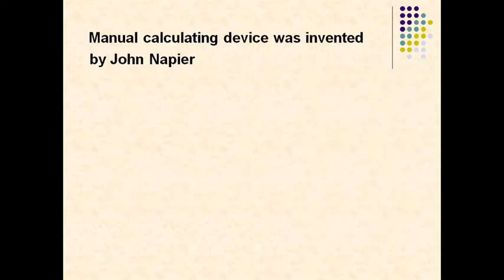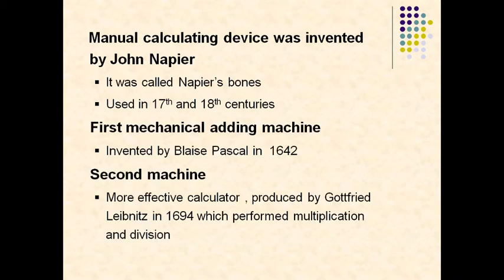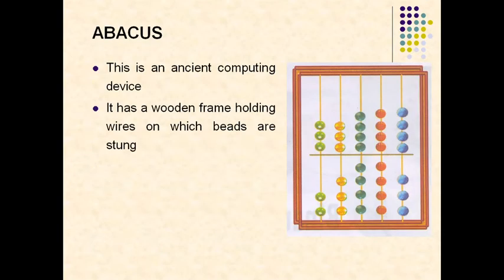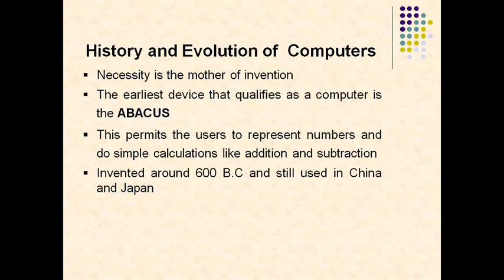Okay students, now let us proceed to the next slide. The manual calculating device was invented by John Napier. It was called Napier's bones, used in the 17th and 18th centuries. We are going through the history of computers. We are discussing the history and evolution of computers.